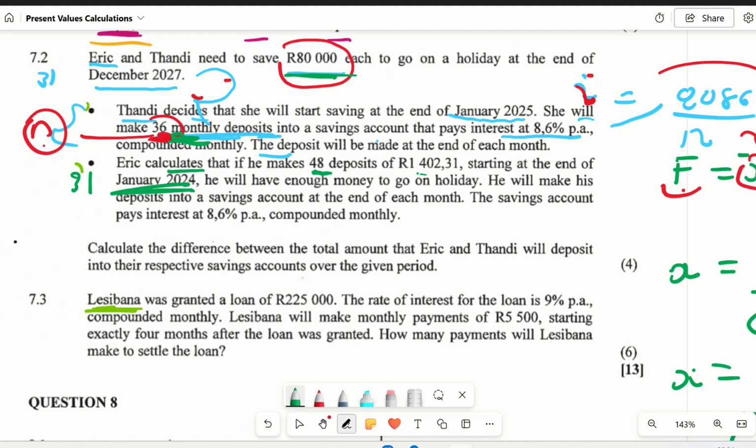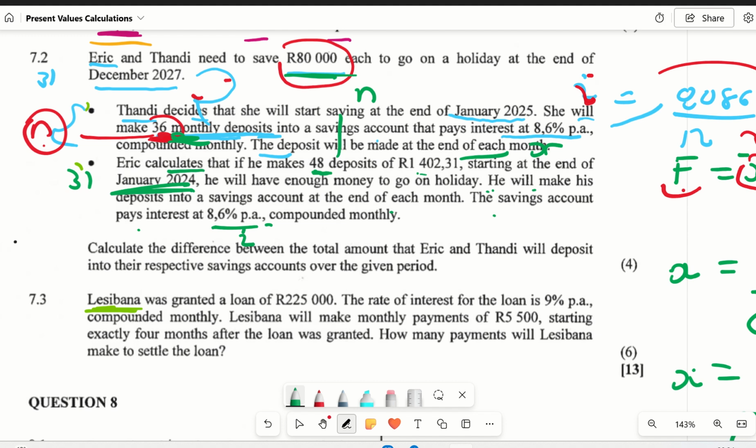Do you see that here we've got an X, here we've got an N, then here we've got an I. So what we don't have is essentially... okay, he will make his deposit into a savings account at the end of each month. The savings account pays interest. Essentially here, Eric's situation is slightly different to Tandy's situation.